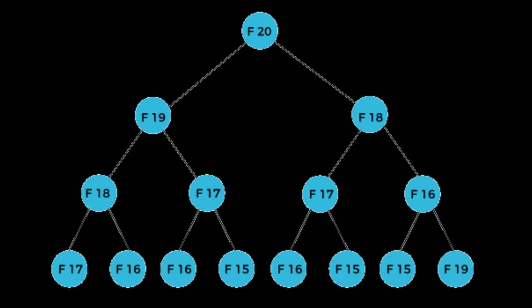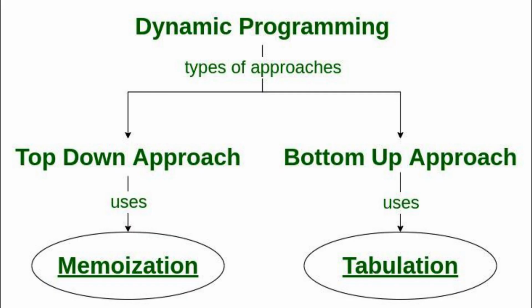The basic steps of dynamic programming include: characterize the structure of an optimal solution. You break down the problem into smaller subproblems and determine how the optimal solution of the original problem relates to the optimal solutions of its subproblems. Define the recursive relationship. Express the solution to the original problem in terms of the solutions to its subproblems. This relationship is often represented as a recurrence relation or formula.